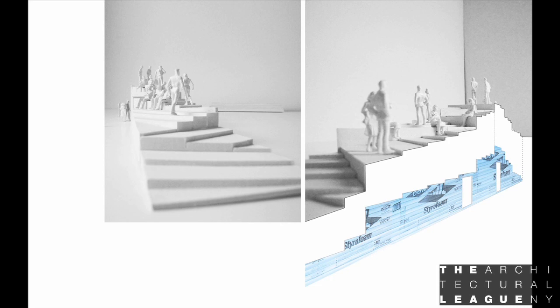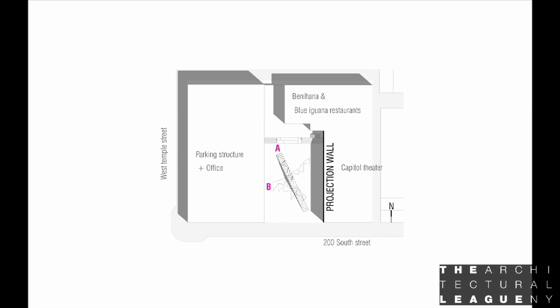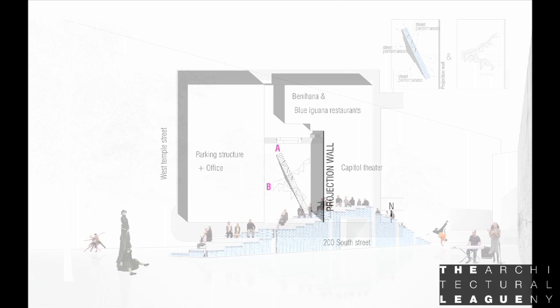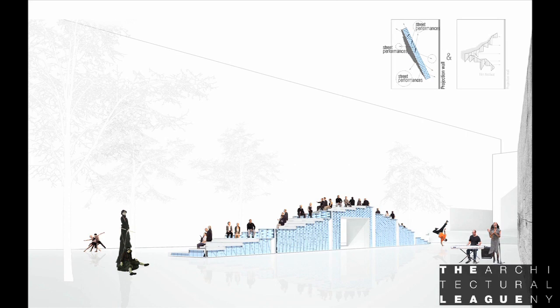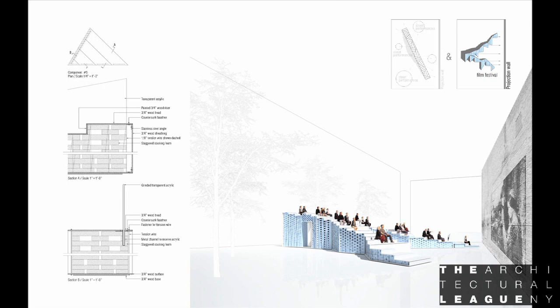This is the site plan, and we have two scenarios, A and B, based on the orientation. So A is one single bar bisecting the site, responding to multiple street performances. And B is to rearrange the steps oriented towards the brick wall in the case of the film festival.